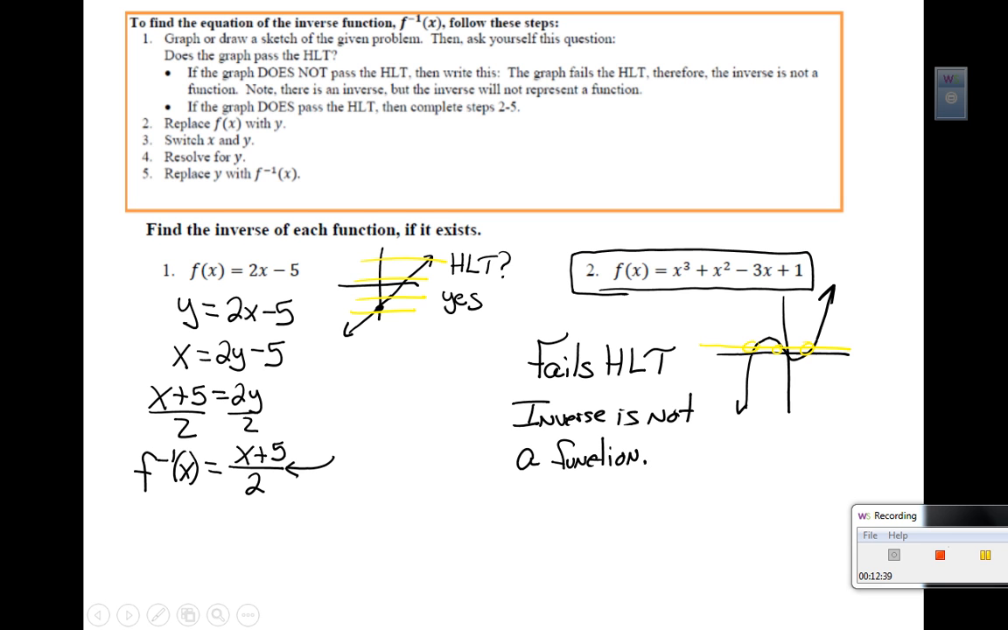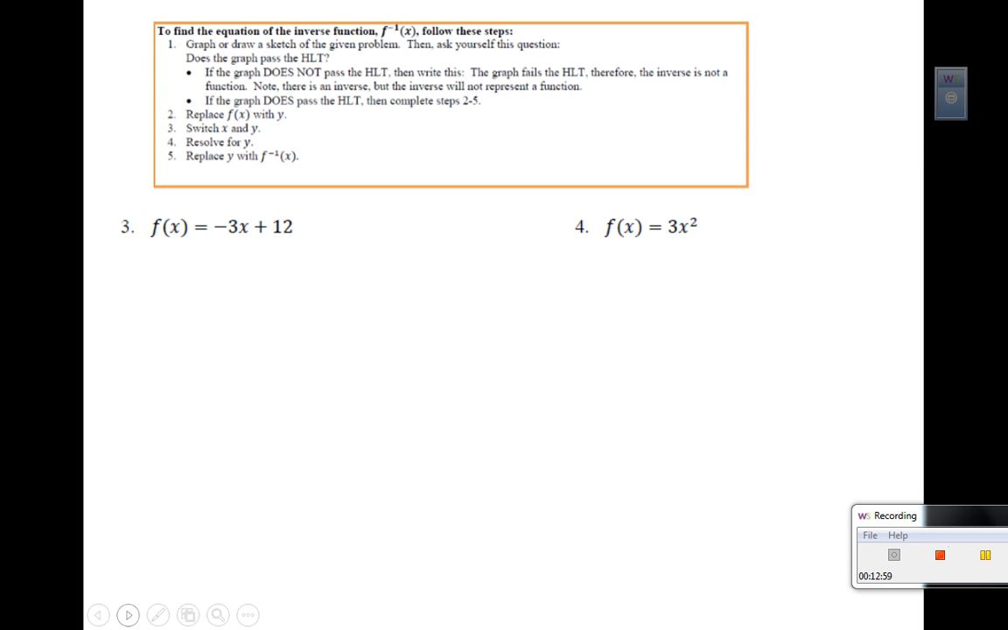Those steps are right here. It says if the graph does not pass the HLT, then write this. The graph fails the HLT, therefore the inverse is not a function. So I gave you the wording right there. So that's all there is to it. So graph it. If it doesn't pass HLT, you're done. Okay? Let's move on to number 3.